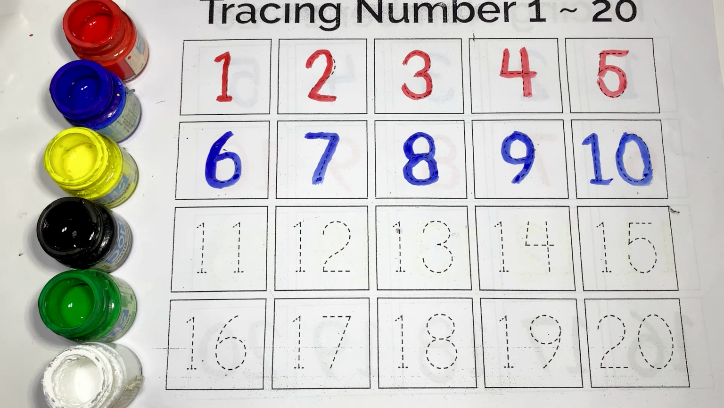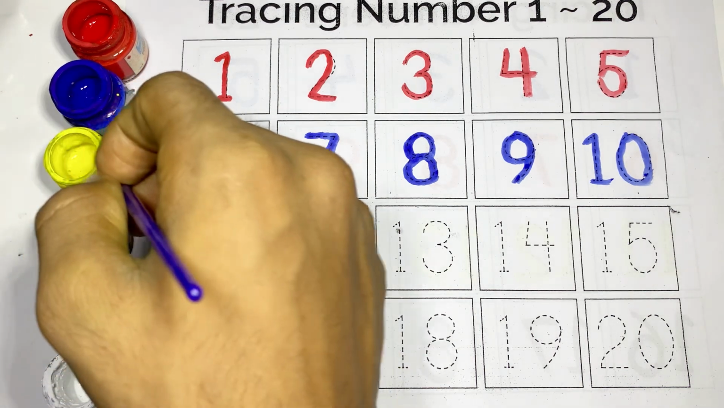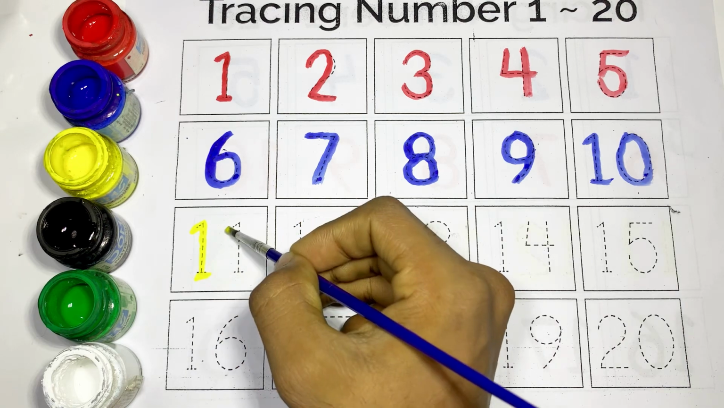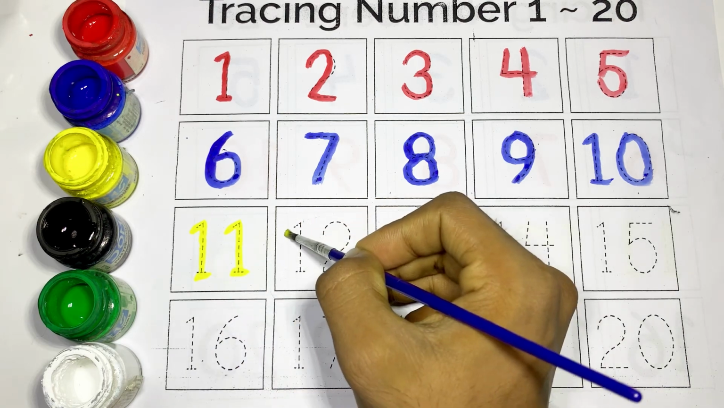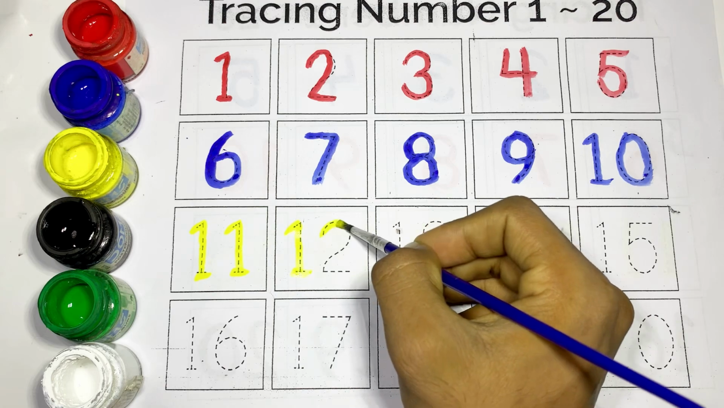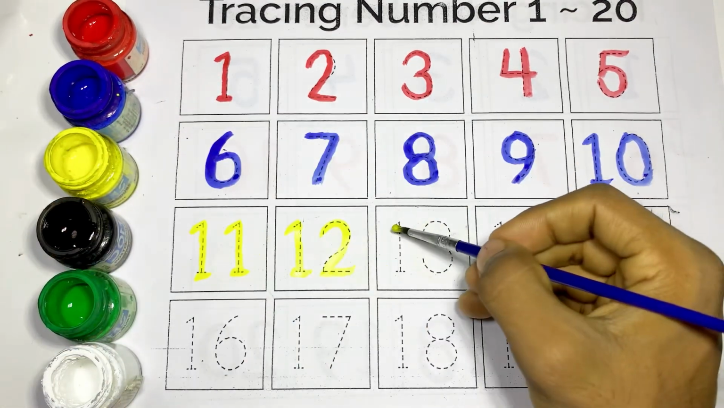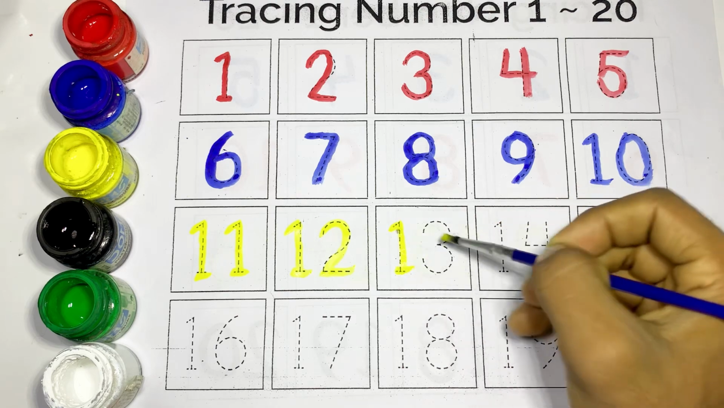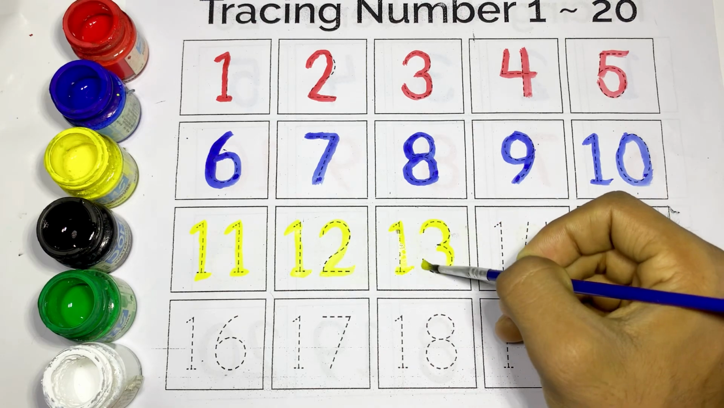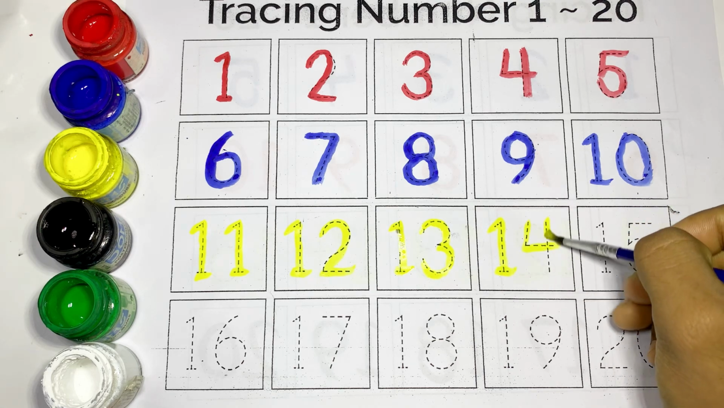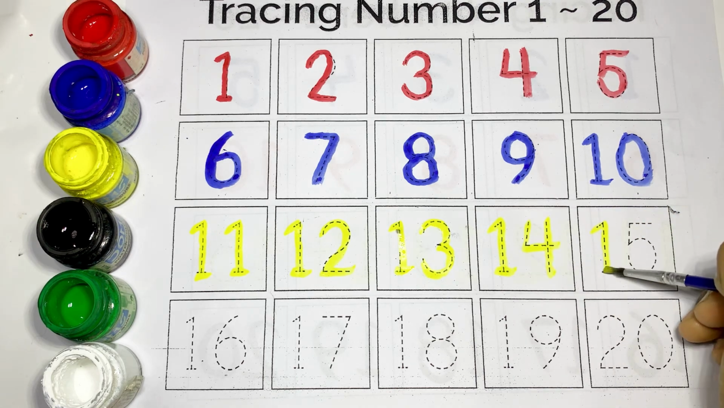Kids, now draw 11. The number 11, and here is yellow color. Twelve. The number 12. Again use yellow color and draw 13. The number 13. 14. 15.